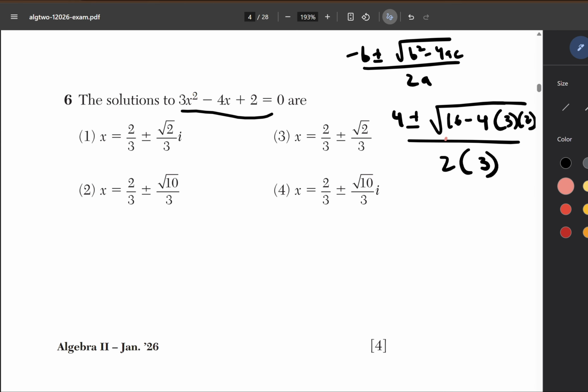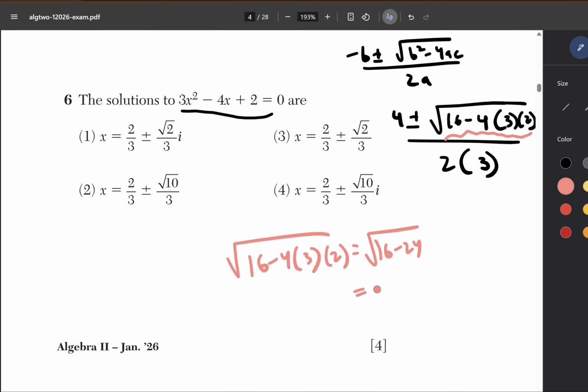If this is a negative number, that means that we have imaginary numbers, because we can't find the square root of a negative number without introducing these imaginary numbers. Let's evaluate. So just in there, we have 16 minus 4 times 3 times 2. That's equal to 16 minus 24. That's equal to the square root of negative 8, which we do not know.